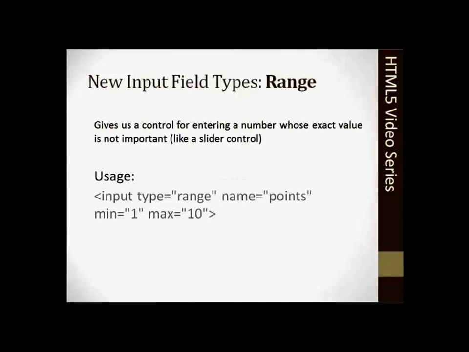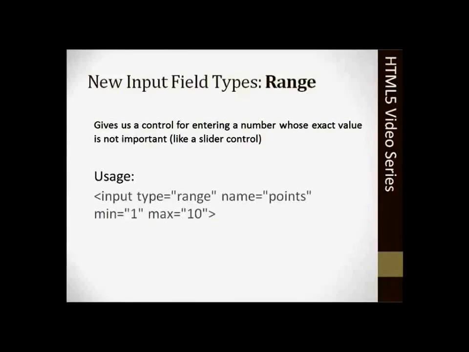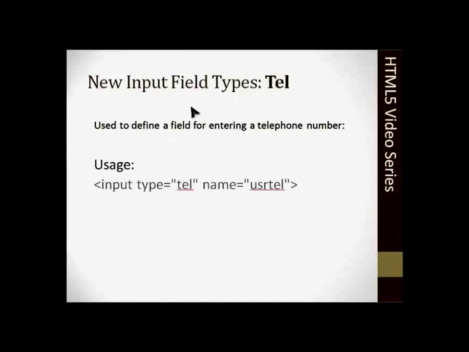Now range is another cool one. It gives us a control for entering a number whose exact value is not important. It's basically a little slider control that you would slide to get the values, and we'll be implementing these different input types in the programming part of this section. In usage, you'd have the type range, and then you could specify a minimum and a maximum, and you'd have a slider that would go between those ranges. Very cool.